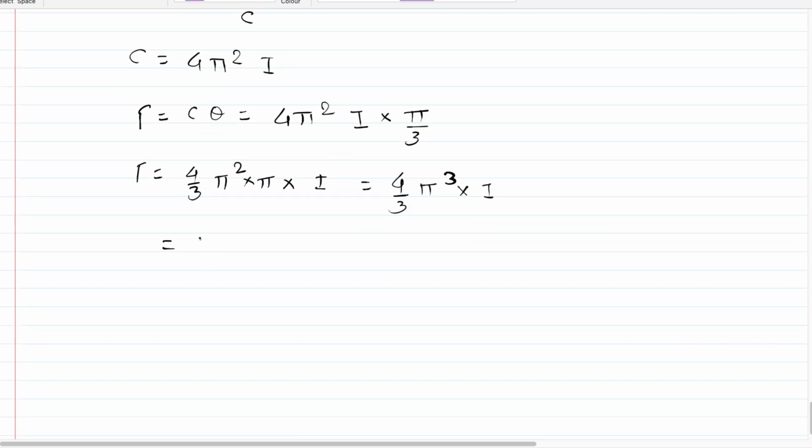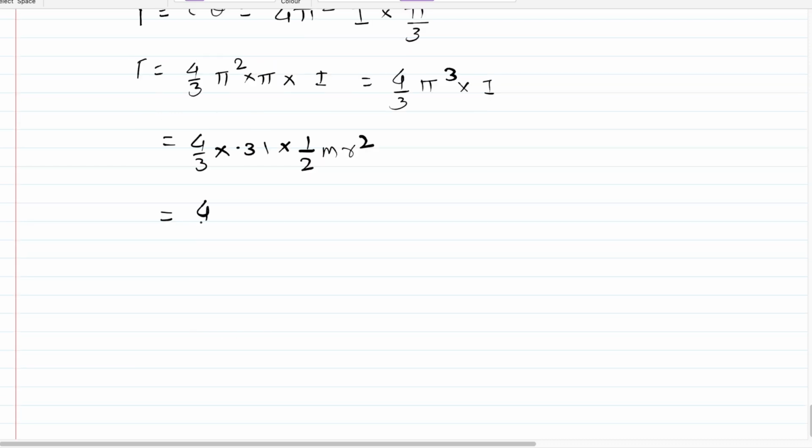Therefore we will solve this equation. 4 by 3 into pi cube, whose value is given as 31, and the value of I, the moment of inertia of the disc, will be 1 by 2 m r square. Putting M and r in this equation, this will be 31 into 1 by 2 into mass, value of mass is 0.2 kg, and value of radius is 0.1 square.